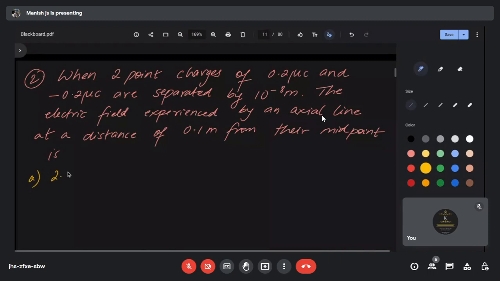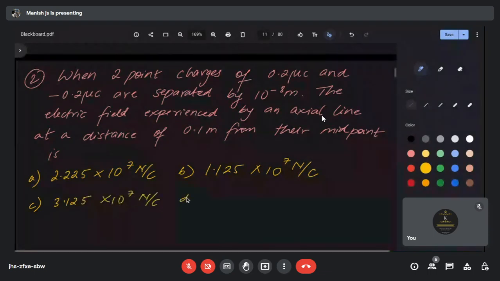Option A, 2.225 into 10 power 7 newtons per coulomb. Option B, 1.125 into 10 power 7 newtons per coulomb. Option C, 3.125 into 10 power 7 newtons per coulomb. Option D, 4.425 into 10 to the power 7 newtons per coulomb. Yes, இது ட்ரை பண்ணுங்க. So when 2 charges கொடுத்துட்டாங்க, both one is plus q and minus q எடுத்துக்கலாம்.